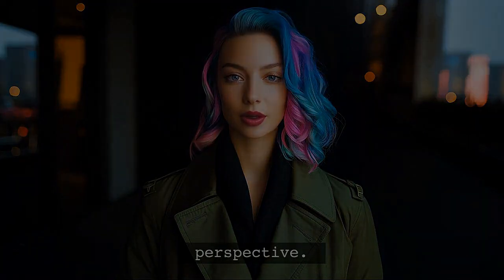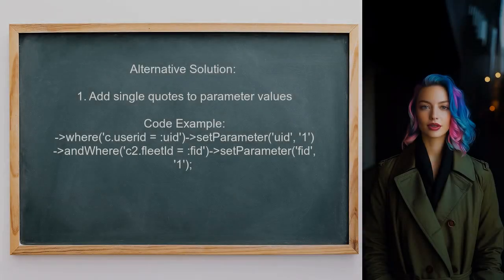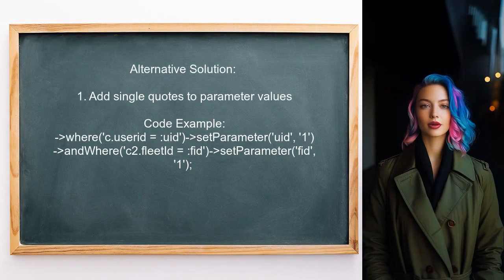Let's see another perspective. An alternative solution provided by another user suggests adding single quotes around the parameter values. This means changing the setParameter function to use '1' instead of just 1.